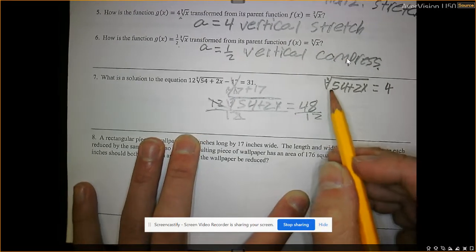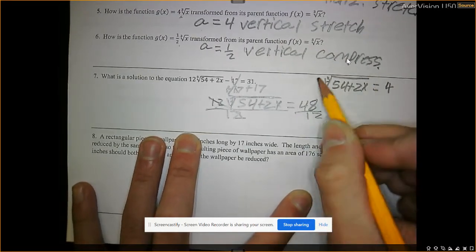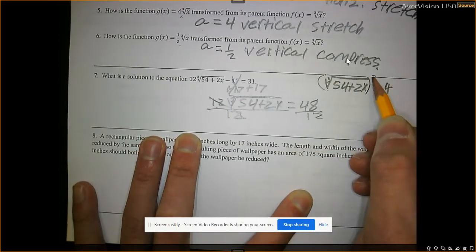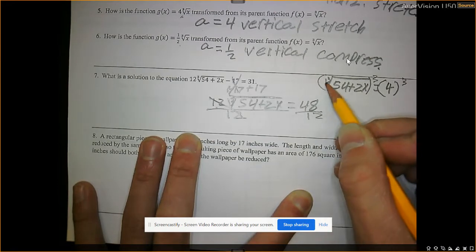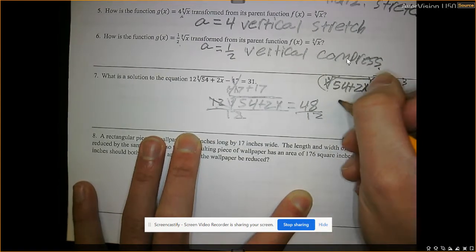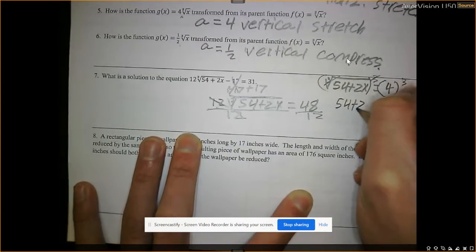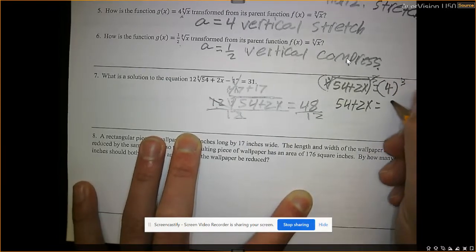Okay, next thing I got to do, I got to get rid of my cube root. So I am going to cube both sides, because that's the opposite of cube rooting. What I do to one side, I got to do to the other. Now the root and cube cancel, so I am left with just 54 plus 2x on my left. 4 cubed is 64.